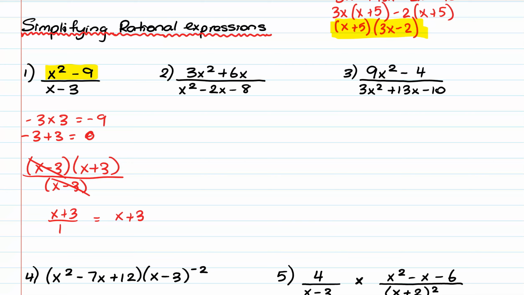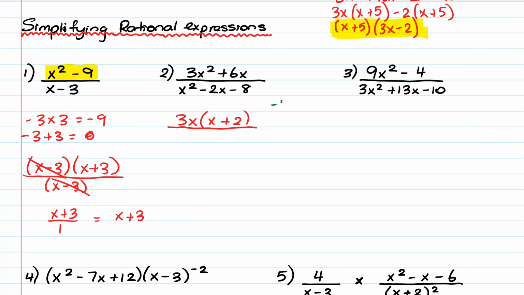The next question, I've got 3x squared plus 6x over x squared minus 2x minus 8. So again, we'll factorize the top. If I took 3x out as a common factor, I'm left with x. And if I took 3x out of 6x, I'm left with plus 2. Then I factorize the bottom. So two numbers that multiply to negative 8 but add to negative 2.